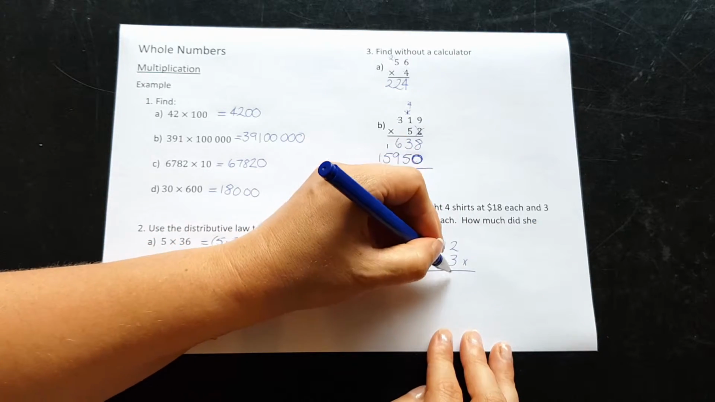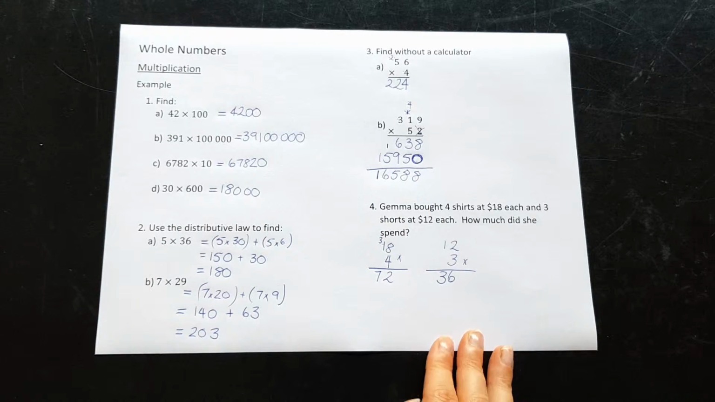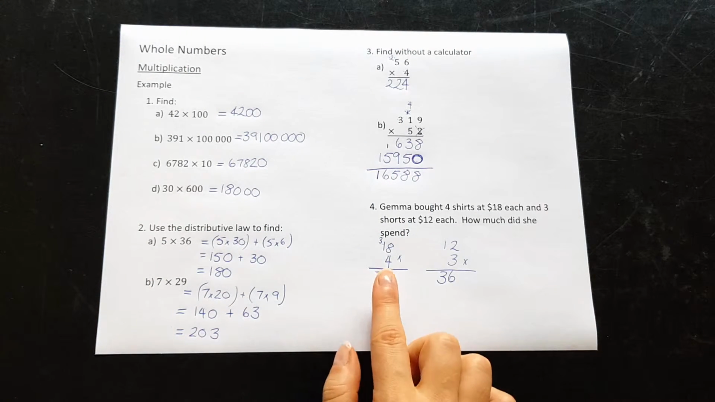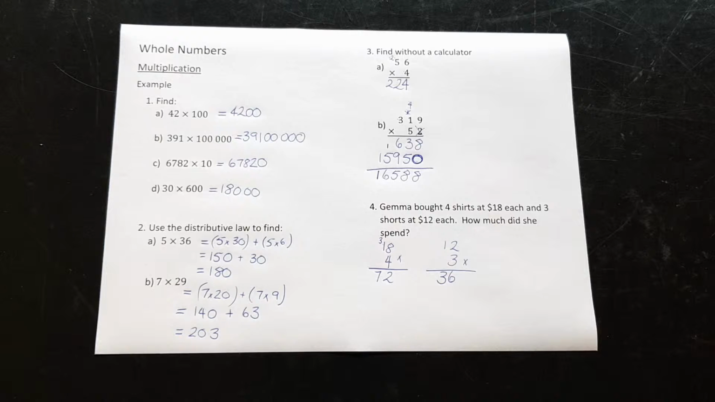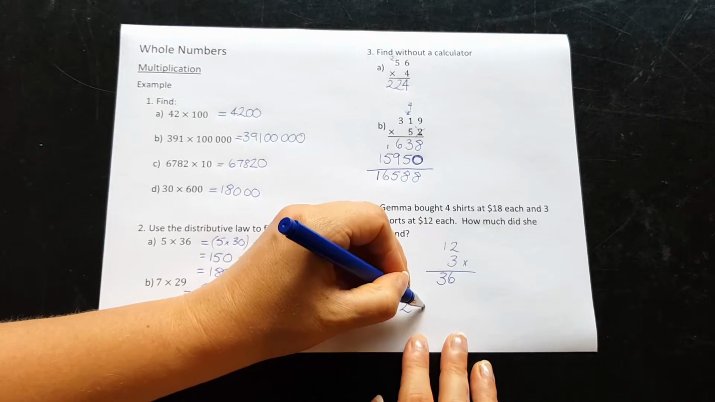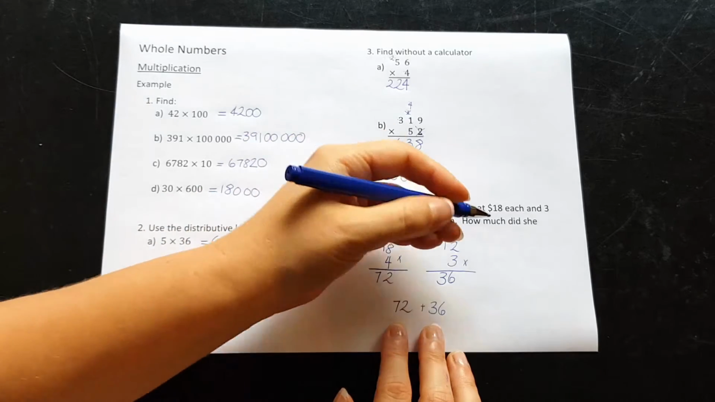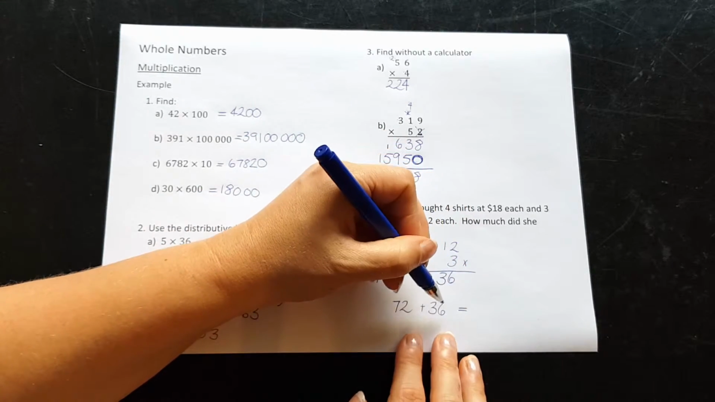2 times 3 is 6. 3 times 1 is 3, so 36. All right, and so we have shirts and we have shorts. The total cost is we want to add those two amounts together. So 72 plus 36. You could write that down in a column for a column addition if you needed to, but this one shouldn't be too bad.